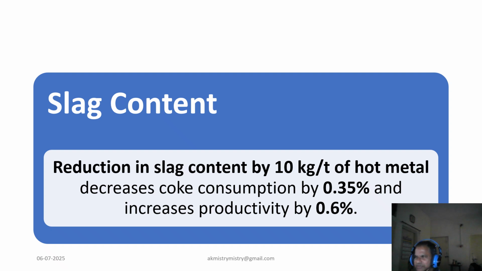As you can see, reducing the slag content is supposed to be a powerful lever in optimization of the furnace operation. As I have already mentioned, optimizing the slag rate can achieve a higher injection rate very comfortably. Thus, we can say that by decreasing slag by 10 kg per ton of hot metal, we can reduce coke consumption by 0.3% and boost productivity by 0.6%.